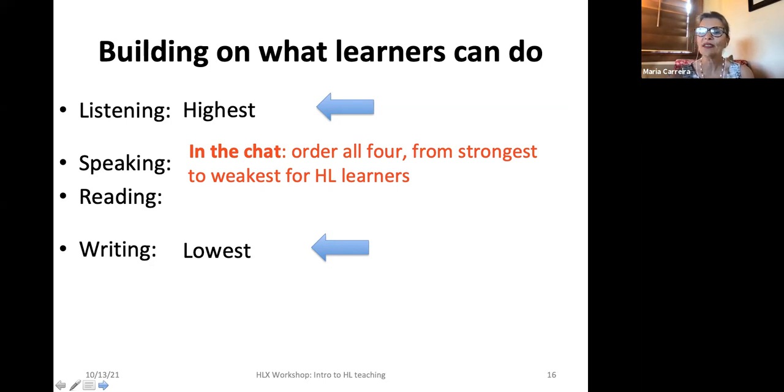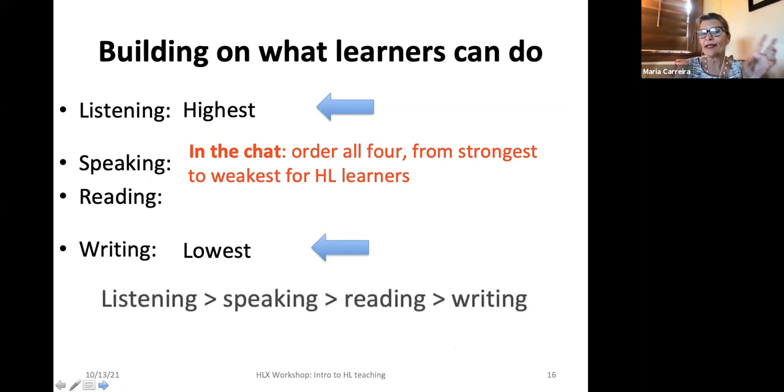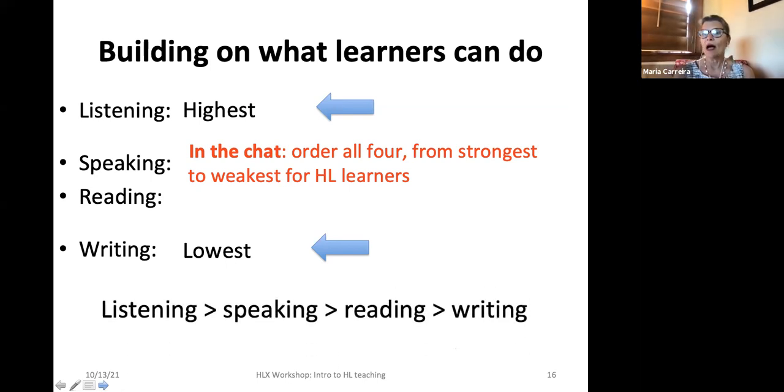Okay, so I'm seeing Keiko maybe saying from listening to reading to speaking. Okay, so I'm seeing some variation. Okay, excellent. All right, so typically there's variation, and you're right to propose different sequences, but for Spanish speakers in particular, it tends to be listening, speaking, reading, and writing.